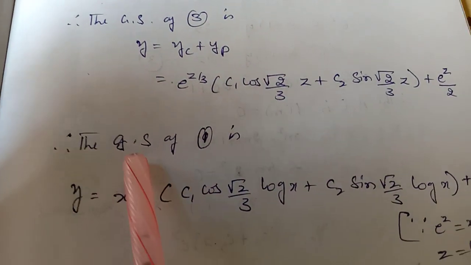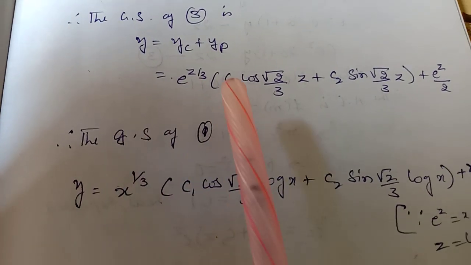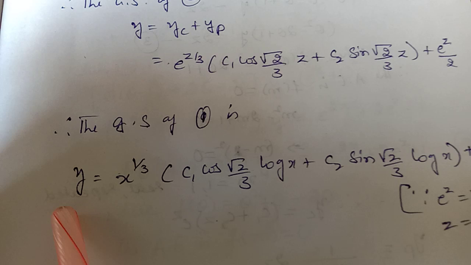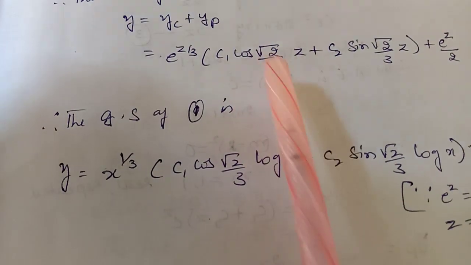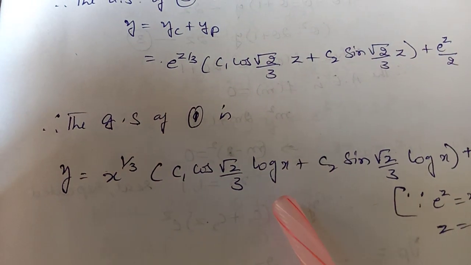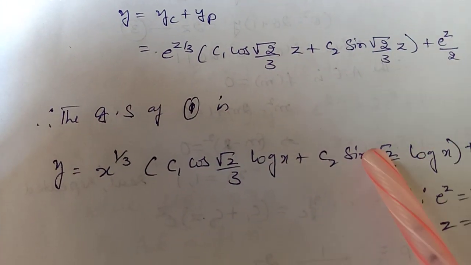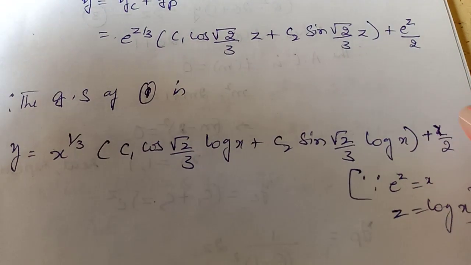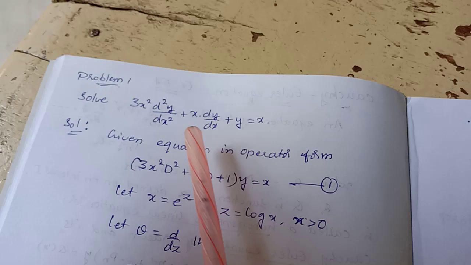But we need to find the general solution for equation 1. So wherever we have e^z, we substitute x. y = x^(1/3) (c1 cos(root 2/3 log x) + c2 sin(root 2/3 log x)) + x/2, since z can be written as log x and e^z is x. This is the general solution for equation 1.